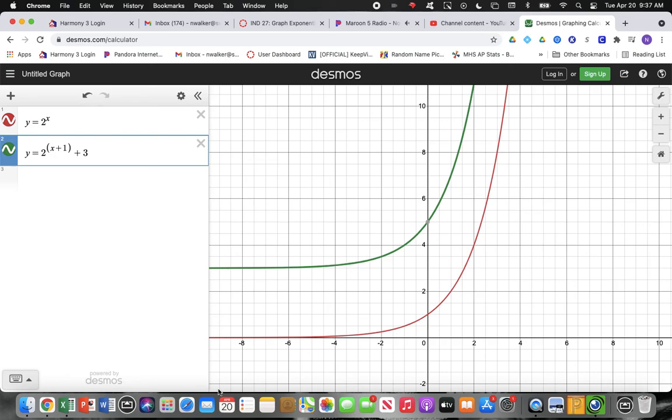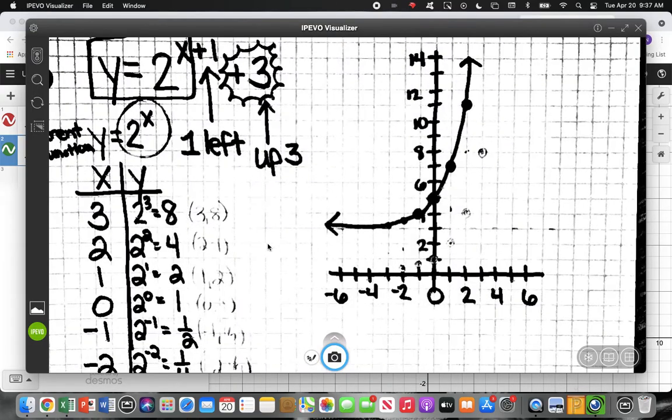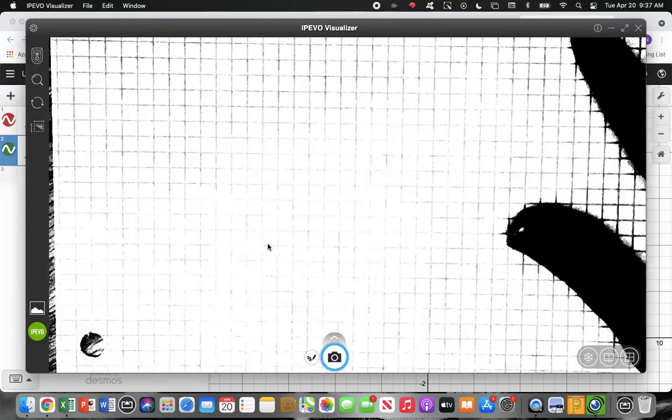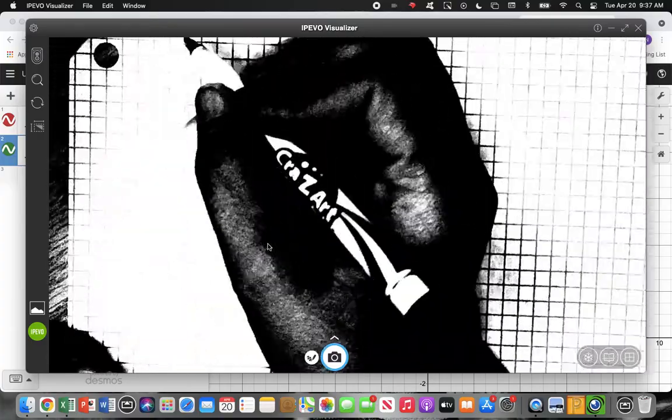So we're going to do a couple more. And let's do one with a fraction next. All right, so let's go back to our graph paper. And I've got room here to make another one.